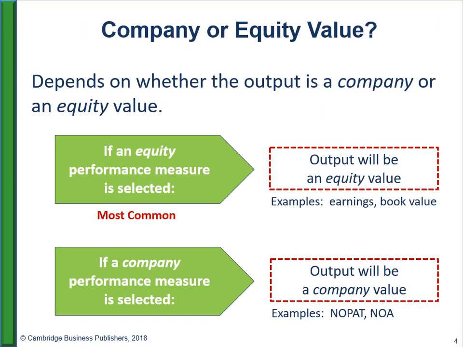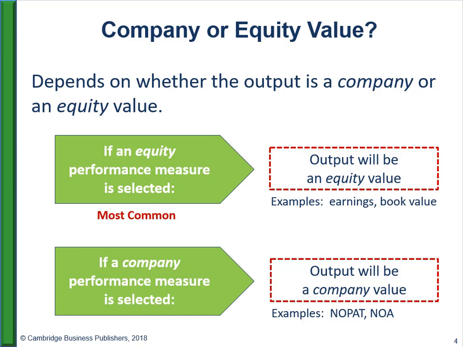When we look at comparable multiples, there's a couple of things to keep in mind. If the measure that we're focusing on is an equity performance measure, then the output will be an equity value. The examples that the authors give us here are earnings and book value. These are the most common. The price to earnings ratio is the most common ratio in probably all of finance. Price to book ratio would be a close second.